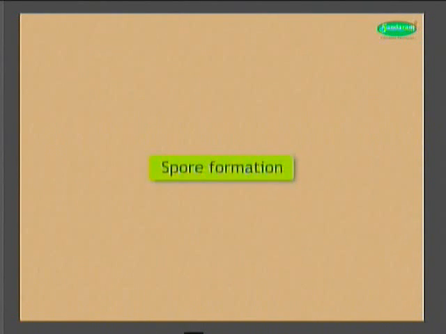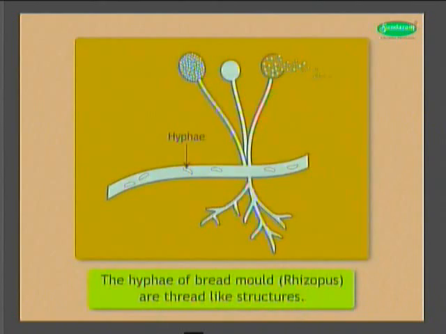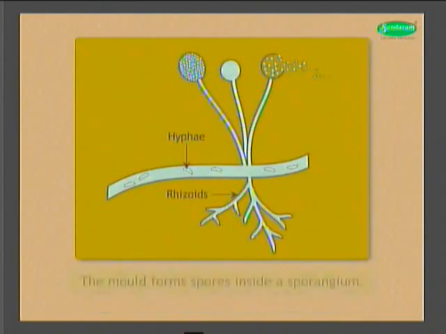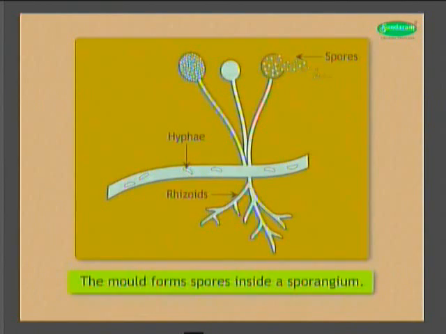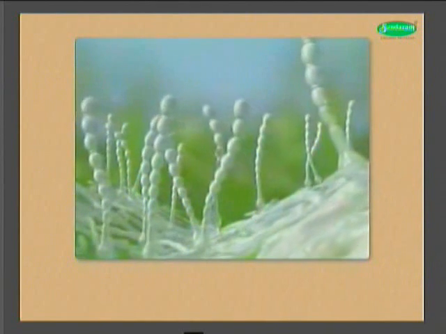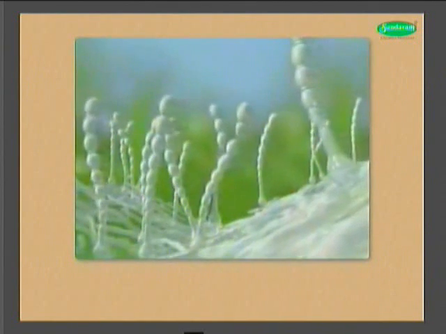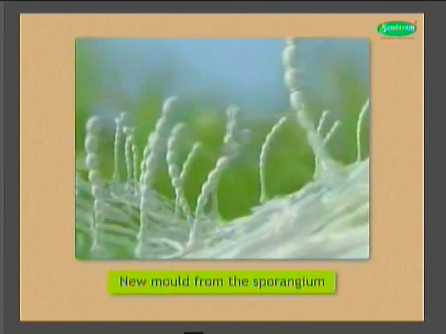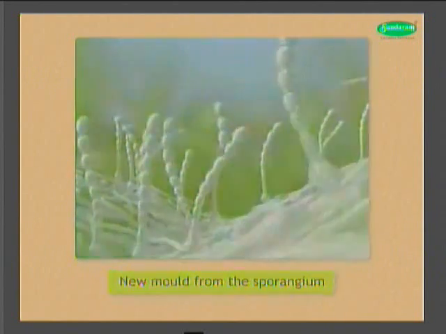Spore formation. The hyphae of bread mold Rhizopus are thread-like structures. The mold forms spores inside a sporangium. When the spores are ready to leave the sporangium, it breaks open. If they land in a moist place, they germinate to form new mold.